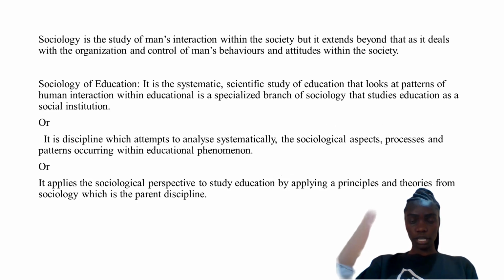Definition of sociology and sociology of education. Sociology is the study of man's interaction within the society, but it extends beyond that as it deals with the organization and control of a man's behavior and attitudes within the society. Sociology of education is a systematic or scientific study of education that looks at patterns of human interaction within educational settings. It is a specialized branch of sociology that studies education as a social institution, or a discipline which attempts to analyze systematically the sociological aspects, processes, and patterns occurring within educational phenomena.